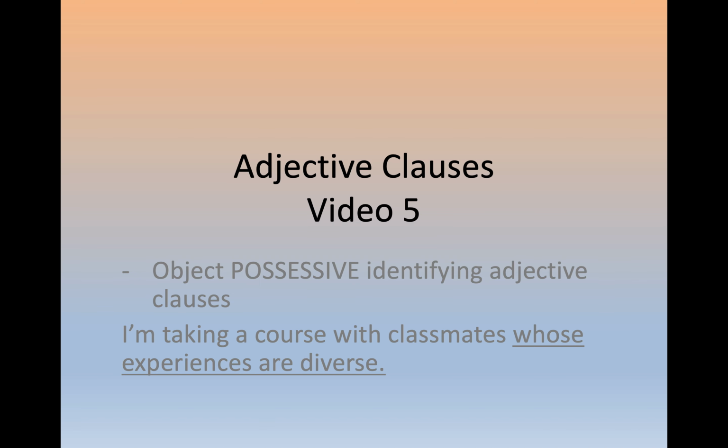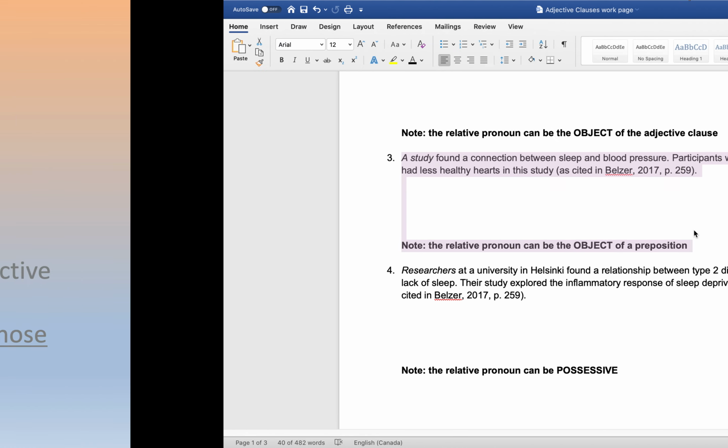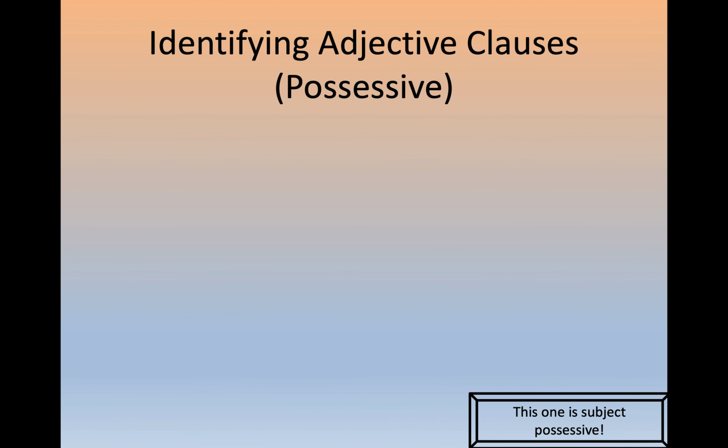So you will see the word whose. It shows possession. For example, I'm taking a course with classmates whose experiences are diverse. Whose experiences are diverse is my adjective clause. Let's look at some examples.